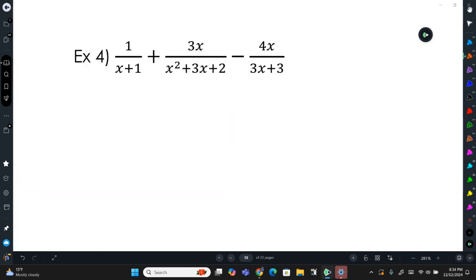All right, example 4, we have 3 fractions. When we are looking at the denominators, we have to make sure they all match. So the first step again is going to be factor.